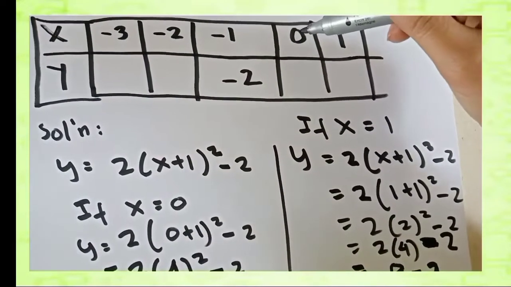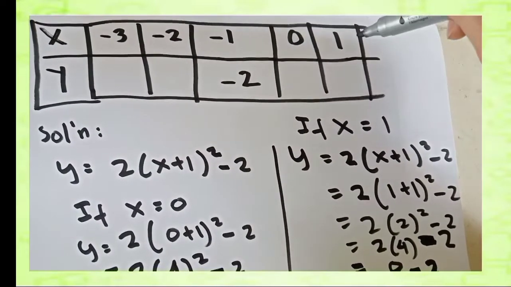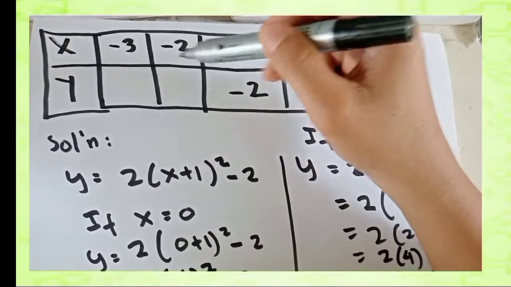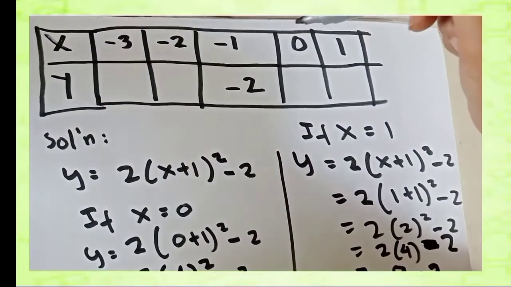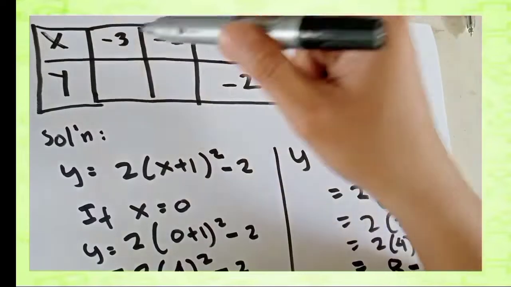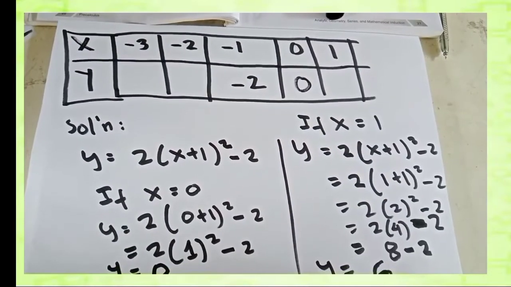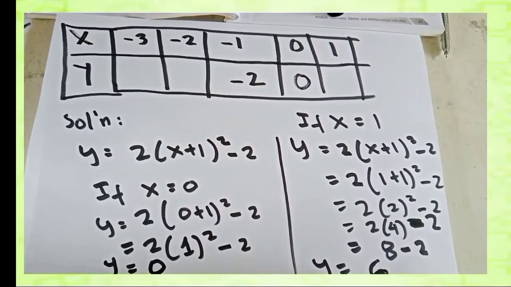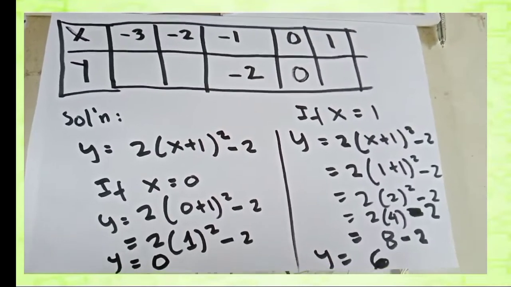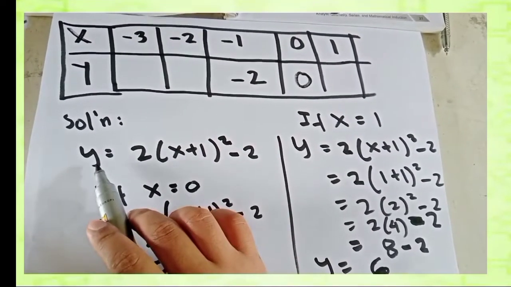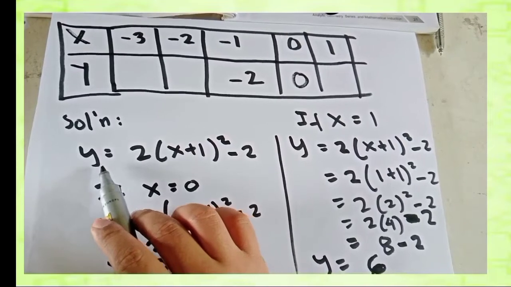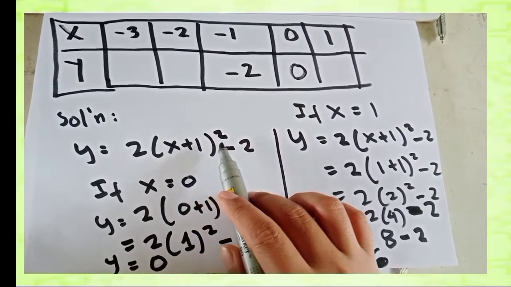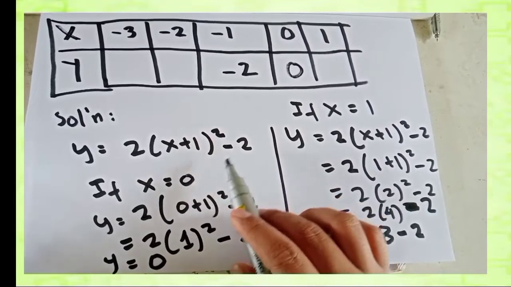Diba mga ka-fighter, nag-add na tayo ng dalawang values. Sa right side, we have 0 and 1. Sa left side, we have negative 2 and negative 3. So dalawa lang ating i-add sa right side and left side. Ito po ang sample solution kung paano kinuha natin ang values sa y. Diba ito yung given natin kanina. Y equals to the quantity of x plus 1 raised to the power of 2 minus 2.